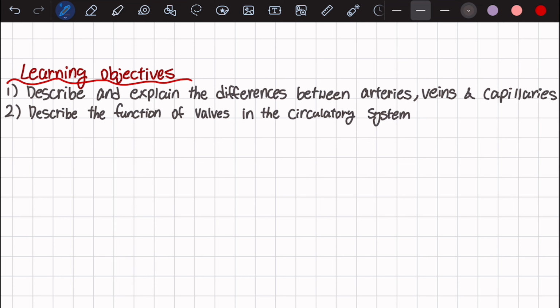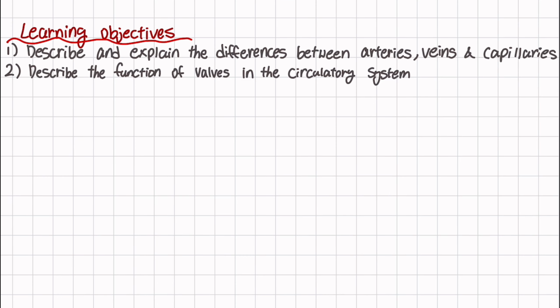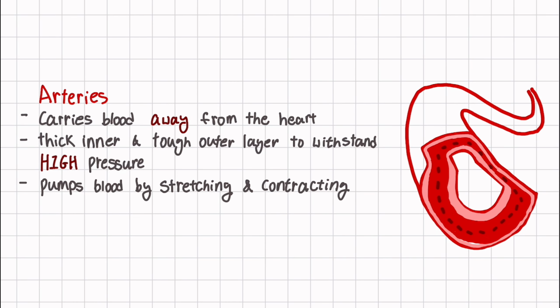Hi guys, so these are the learning objectives for today. Today we're going to talk about the key features and functions of different types of blood vessels, and we'll also be comparing and contrasting them. First, let's talk about arteries.